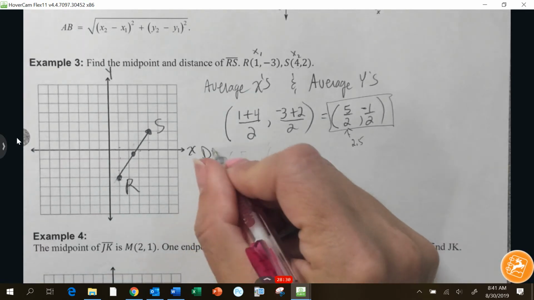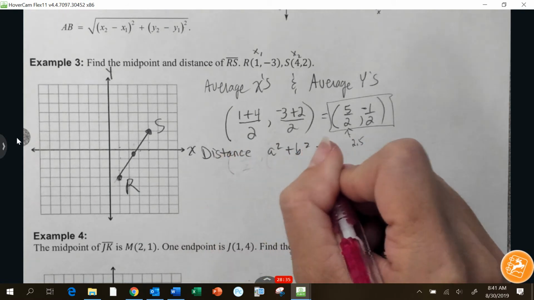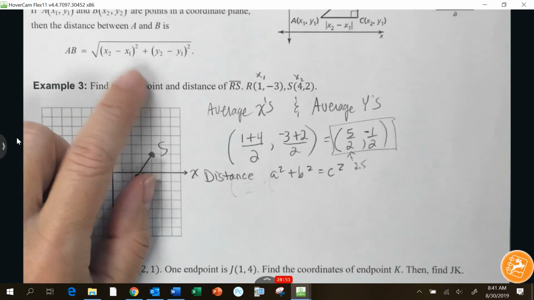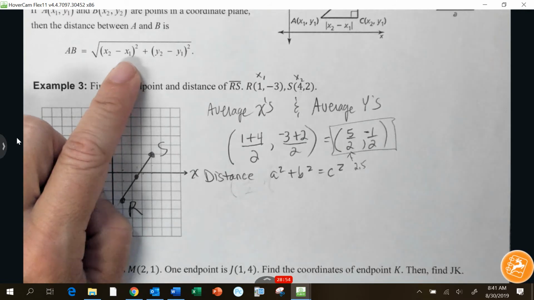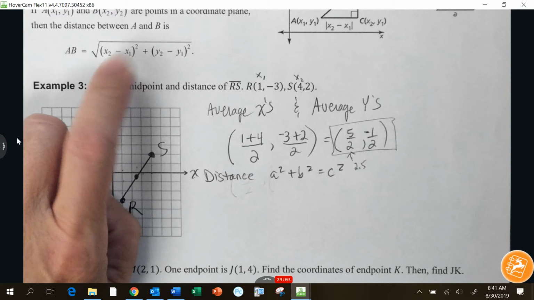Now the distance, has anybody heard of this? A squared plus b squared equals c squared. Has anybody heard of the Pythagorean theorem? 2 people have? Oh, thank goodness. A few more people have. I'm going to show you on the graph that we actually have a right triangle. And there is a distance formula sitting right up here that is the Pythagorean theorem. It's just in disguise right now. All you're doing is a squared plus b squared equals c squared, even though this looks super complicated. But I'll show you how that works.